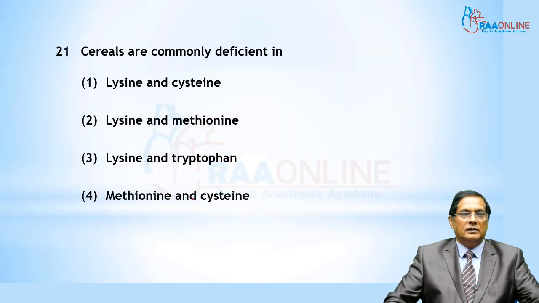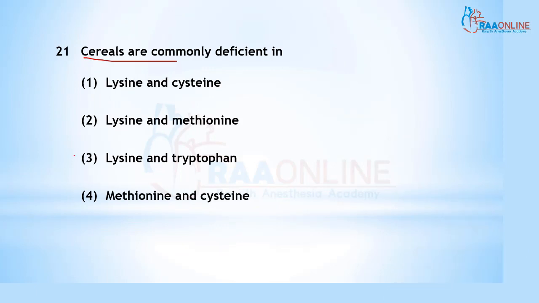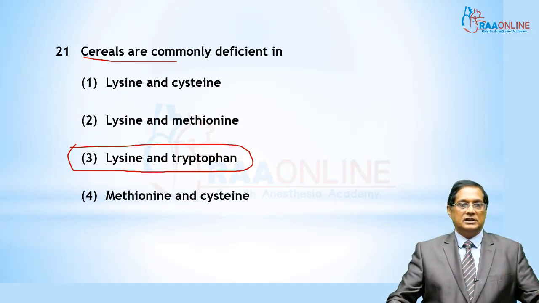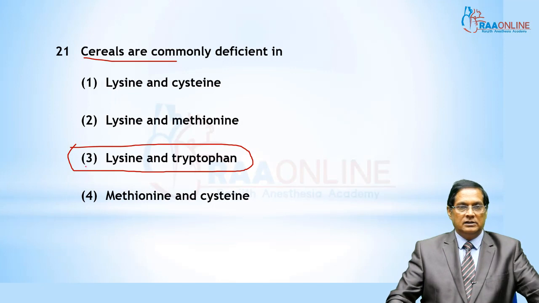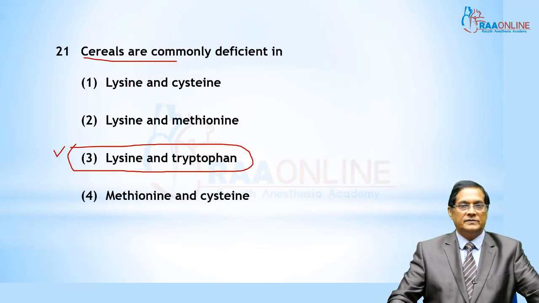21st question. Cereals are generally deficient in lysine and tryptophan. These two amino acids are commonly not found in cereals, or sorry, they are deficient in cereals. These two are amino acids and their deficiency is seen in cereals.